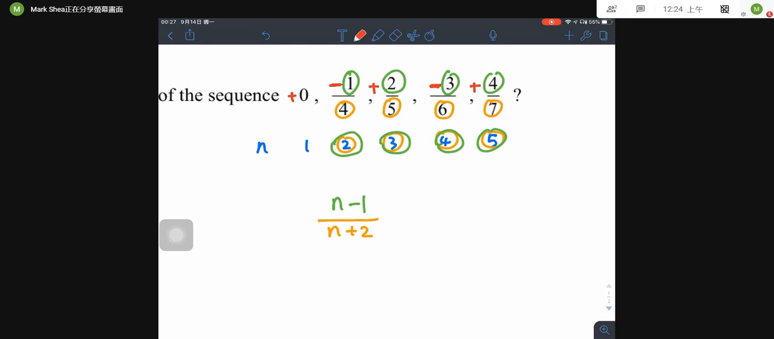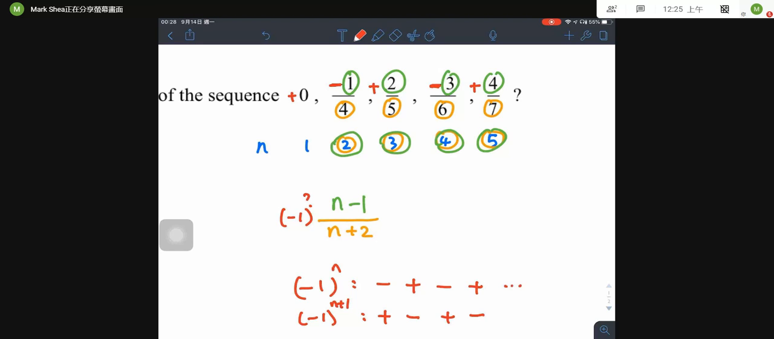And how can we write down the general term? The plus or minus in the general term needs minus 1 to the power of something, and the something should be in terms of n. There are two types of sequence. For example, with minus 1 to the power n, the first term will be minus, the second term will be plus, and so on. However, for minus 1 to the power n plus 1, the first term will be plus and then minus, then plus and then minus.